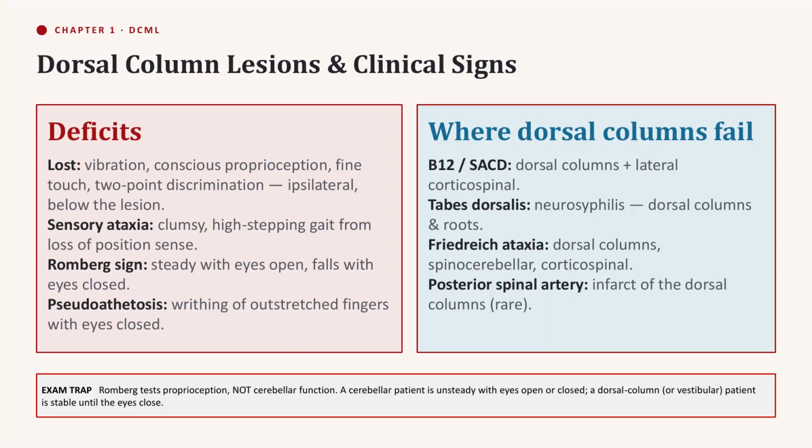That's a positive Romberg. A cerebellar patient, by contrast, is unsteady with the eyes open or closed. Closing the eyes changes little. So Romberg positive means dorsal column or vestibular, not cerebellum. That one distinction separates two whole families of unsteady patients, and it is tested constantly.